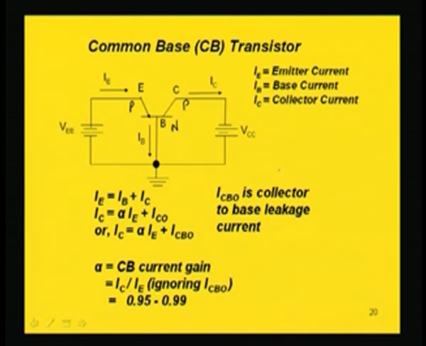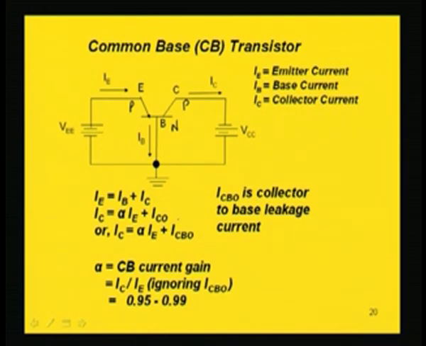So, at first we again have to recall the key equations. The first equation is the Kirchhoff's current law equation that we already have seen, and it is valid for transistor also. So, IE equal to IB plus IC is the Kirchhoff's current law. Another equation we have got, IC equal to alpha times IE plus IC naught.